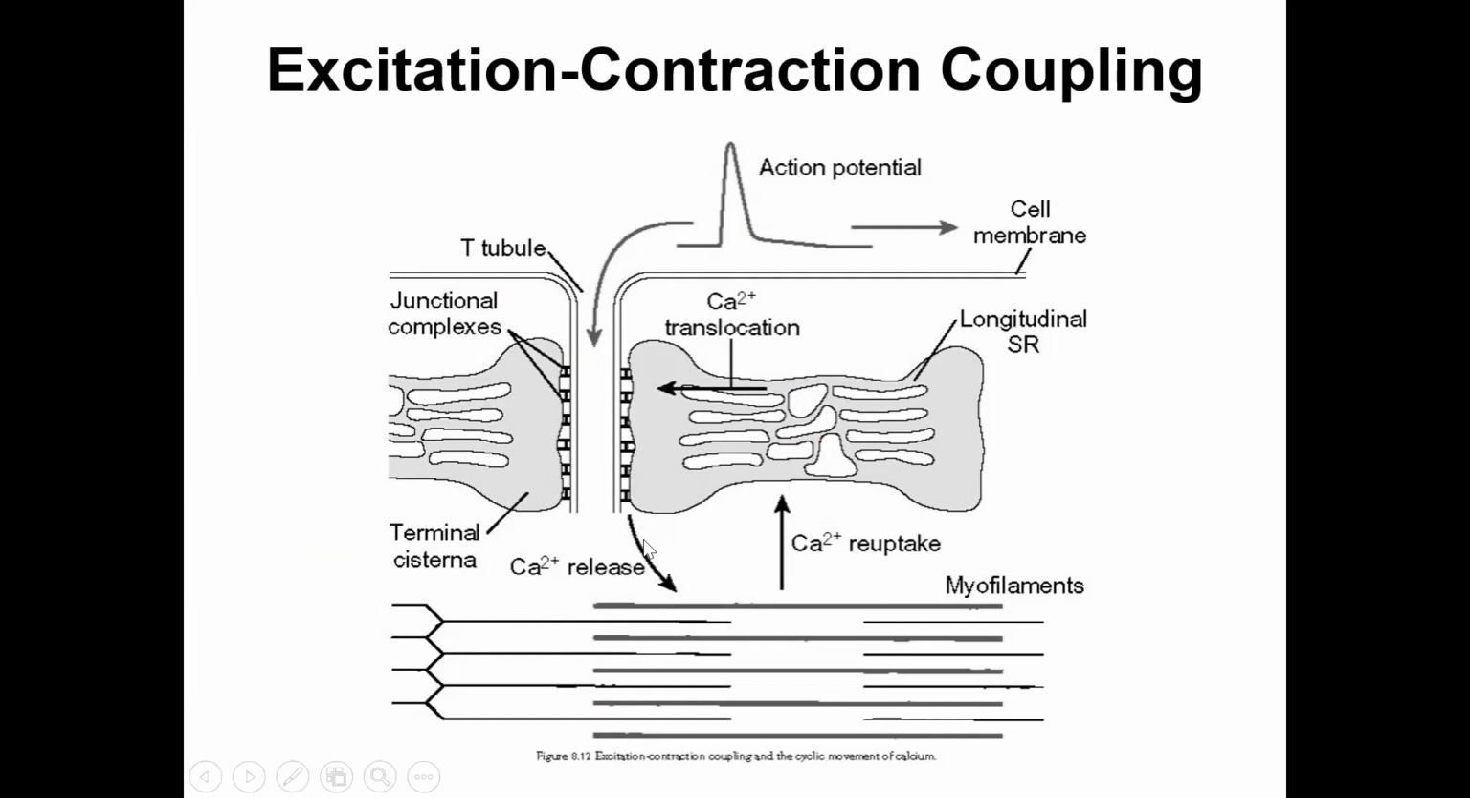And this action potential changes the conformation of these receptors so that the ryanodine receptor opens and the calcium comes out of the sarcoplasmic reticulum into the cytoplasm, and that release of calcium triggers the actin-myosin cross bridges, the actin-myosin interaction.